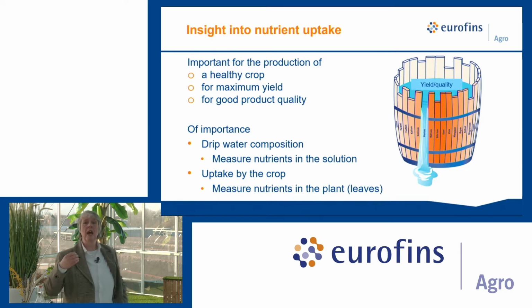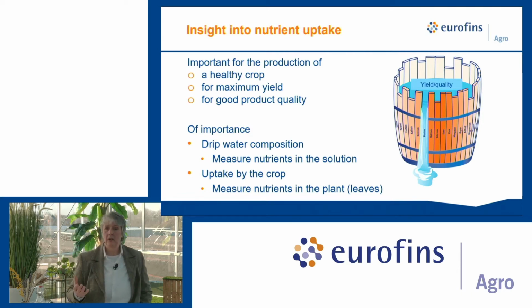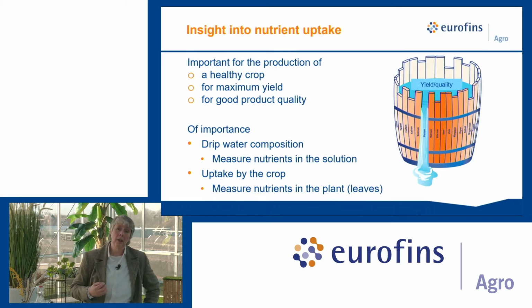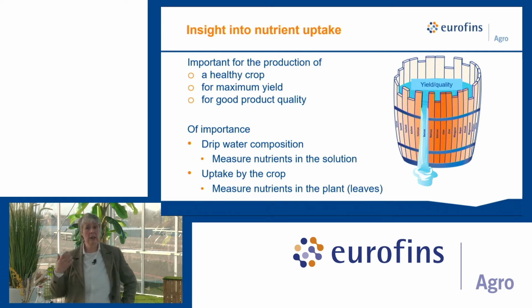You need these nutrients to have a healthy crop, to get a good yield, and to get a good product quality. If one of these nutrients is lacking or is less available, it will limit your yield and your quality. That's the law of Justus Liebig. It's years old and it's still valid. So if you want to know how it works with your nutrient uptake, you need to think about what nutrients do I supply in my drip water composition, so measure the nutrients there, or what is taken up by my crop. Measure the nutrients, for instance, in the plant, in the leaves.